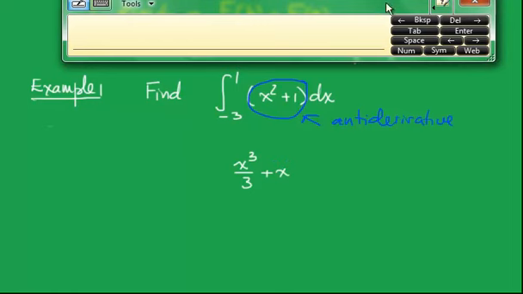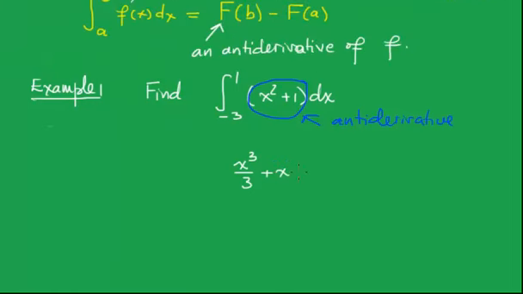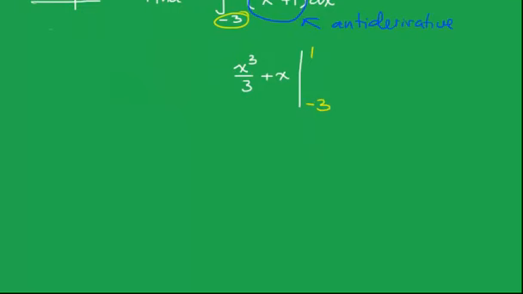For the notation, you draw a vertical line. So after you find the antiderivative, you draw a vertical line. You write the lower limit, -3, and the upper limit, 1. But what does that mean? It just means that you're going to plug in the upper limit first, and then you subtract the number you get from plugging in the lower limit.